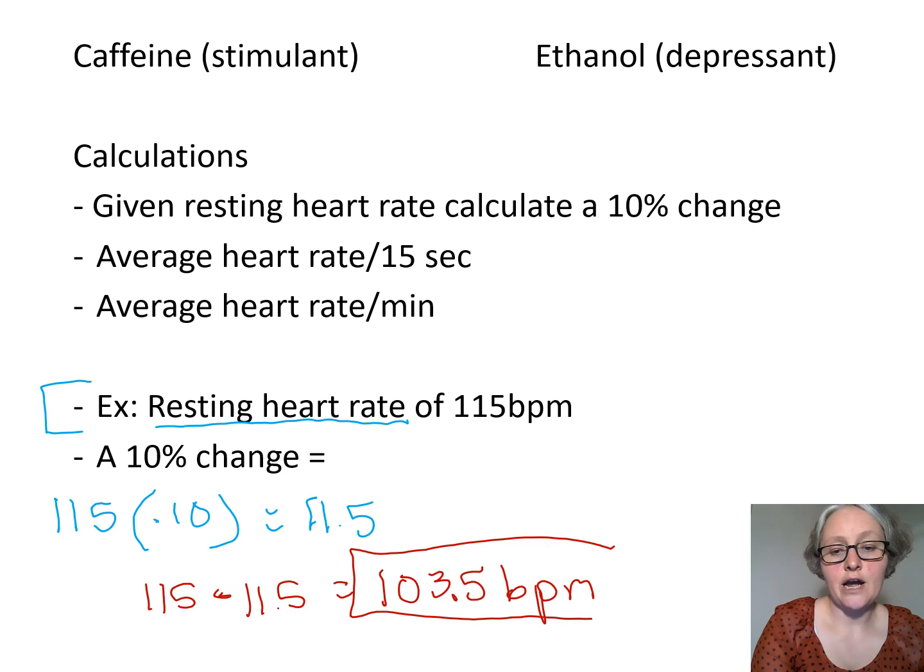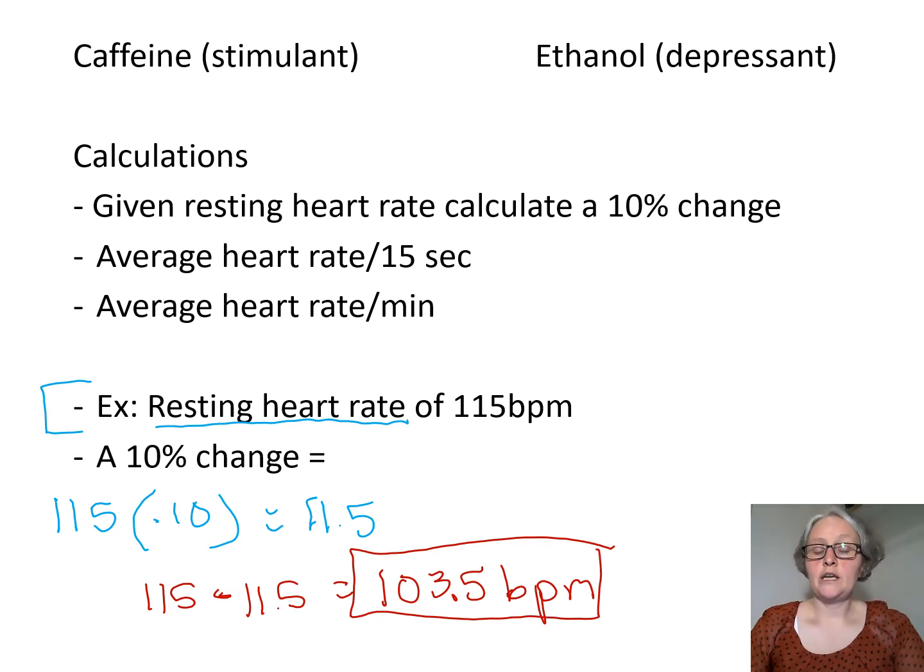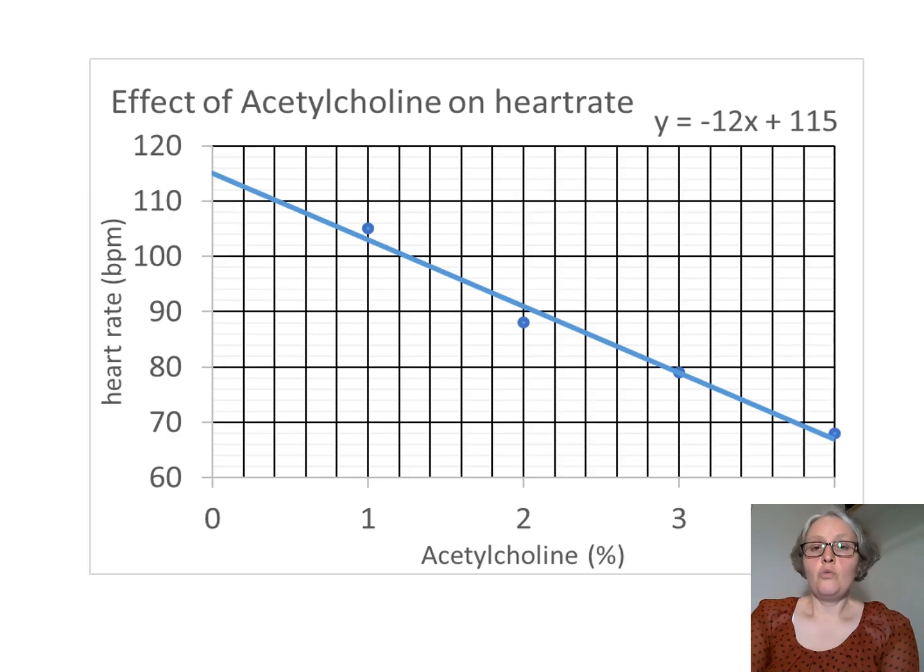So if I had asked you on a practical, what is a 10% decrease from a resting heart rate of 115 beats per minute, the answer would be 103.5 beats per minute. You should also be able to calculate the average of heart rates at 15 seconds, similar to what we did in the experiment. You should also be able to take that average heart rate and turn it into a heart rate per minute. Once we generated data, you ended up with a graph that looked like this.